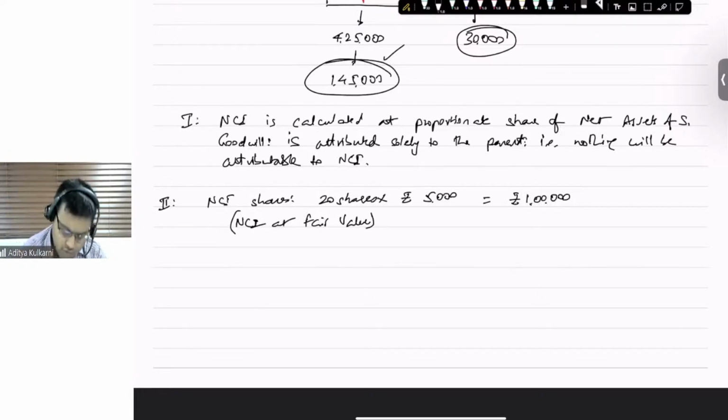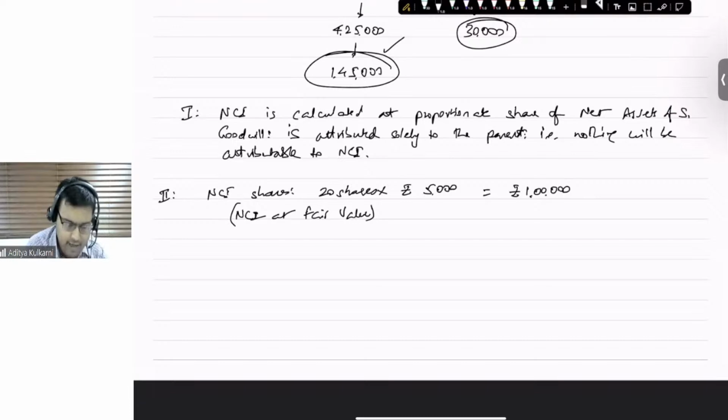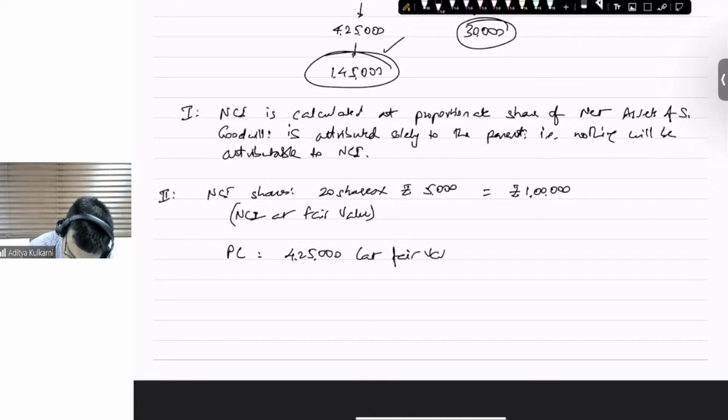Okay, so now we move on to another scenario. See, sir, purchase consideration is 4,25,000. This is at fair value. You have always been shouting, fair value, fair value, fair value. So this is for 80% stake.